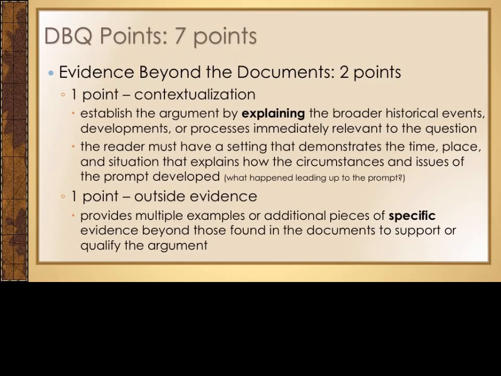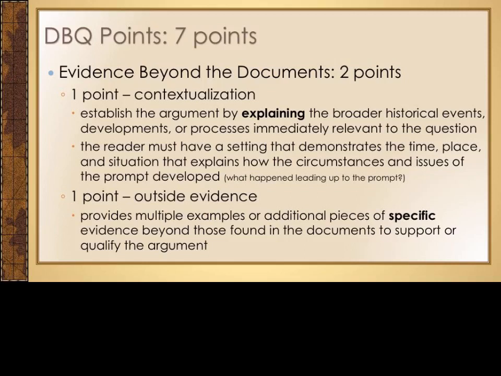And your last point within the evidence beyond the documents is outside evidence. So they give you 7 documents to use to support your answer, but you also have to come up with additional evidence. This would be historical information that you already know. This is your prior knowledge that would further support your thesis, okay? And it's very important that you provide multiple examples. And the reason for that is if you only provide one specific example and it's incorrect, then you don't get that point. But if you've provided 3 specific examples and one of them is wrong, you still have the possibility of getting that point.